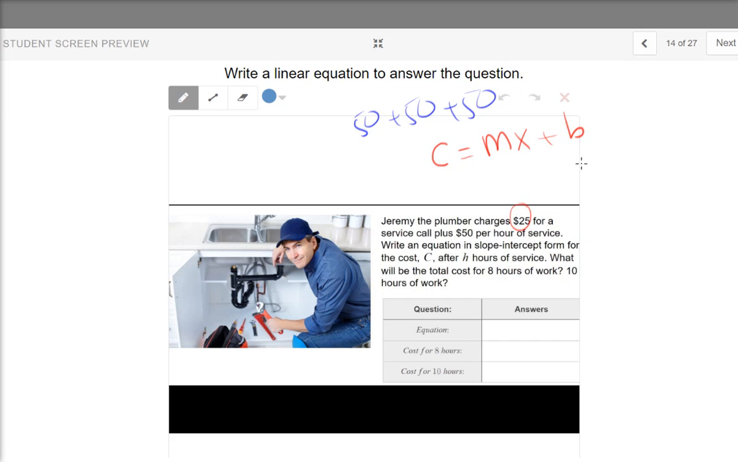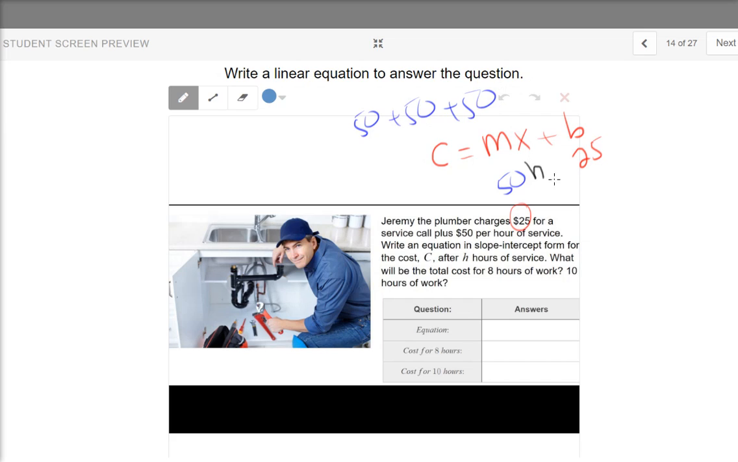All right, so it looks like he's going to charge an initial fee of $25. This is Jeremy. And then he charges 50 plus 50, so 50 every hour. And actually, they don't want you to use the letter X. They want us to use something more representative, so H. So how many hours?